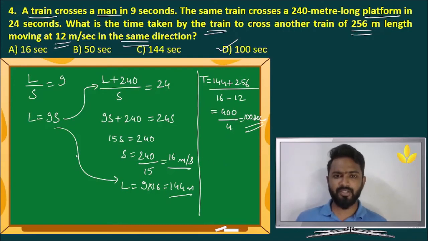So this one is a slightly time consuming question, but if you practice this again, if you can solve this one accurately, that means you understood the basic and the intermediate level of relative speed as well as train problems. Let's continue.